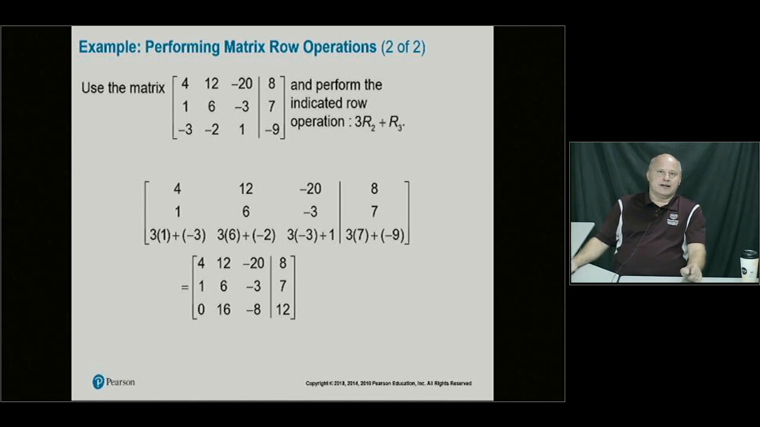If you notice, that last row is 0, 16, negative 8, and 12, and those numbers are kind of big. So at this point you might want to multiply everything in that row by 1/4 again. If you multiply that third row by 1/4 again, you'll get 0 times a fourth is 0, 16 times a fourth is 4, negative 8 times a fourth. So that's something you might want to do.